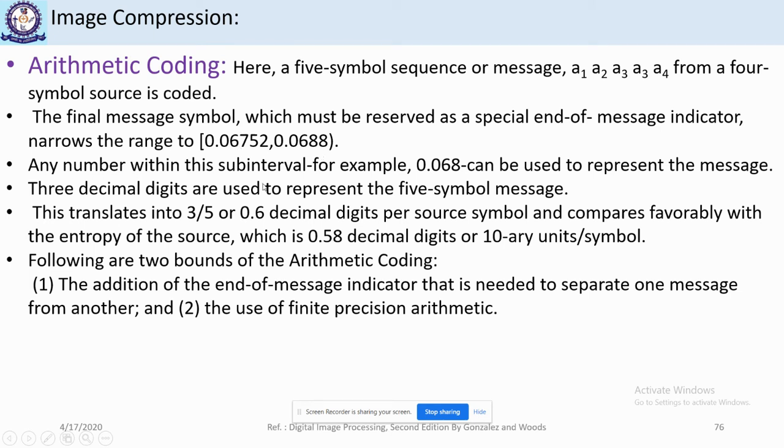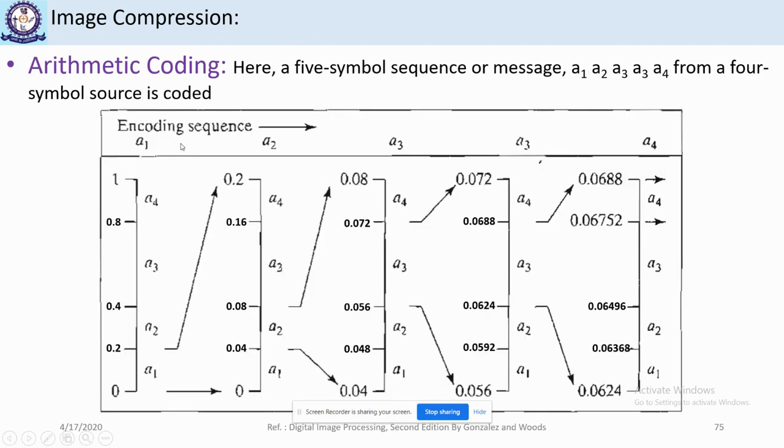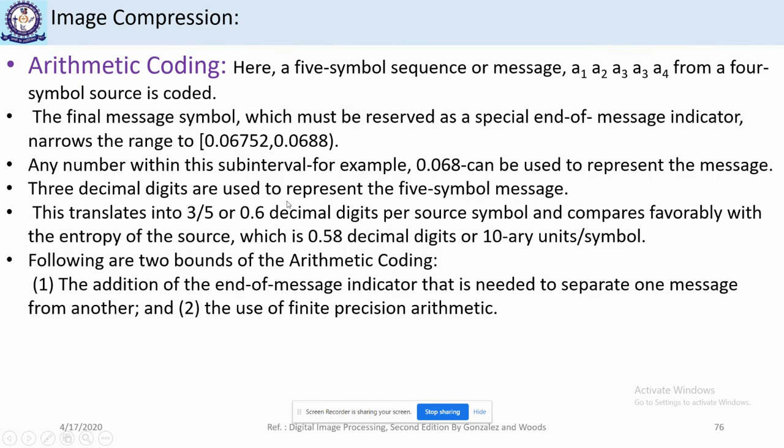Now any number within this subinterval, for example 0.068, is in this range, and that can be used to represent this message. Since we are using three decimal digits, 0, 6, and 8, we use three digits to represent a 5 symbol message. The message was A1, A2, A3, A3, and A4. So it has 5 symbols, and we use only 3 digits to represent this message.